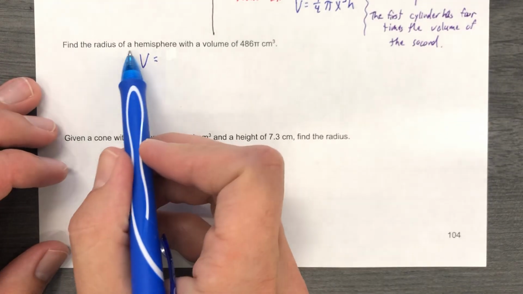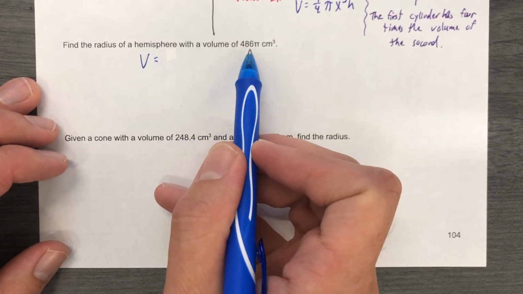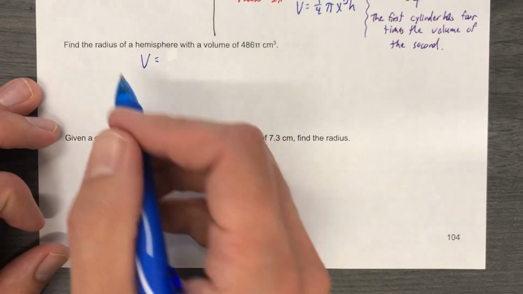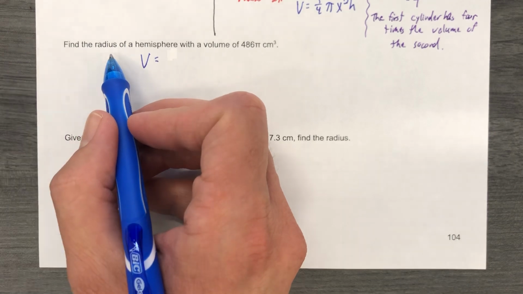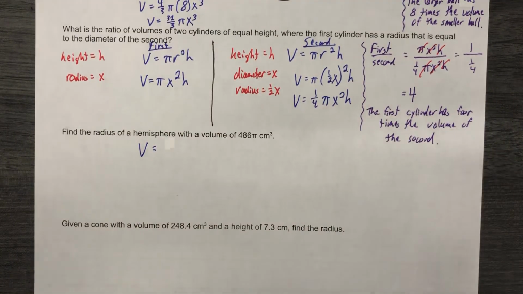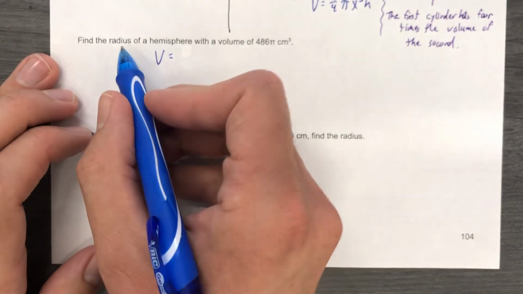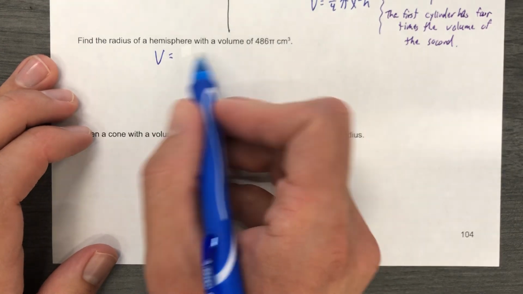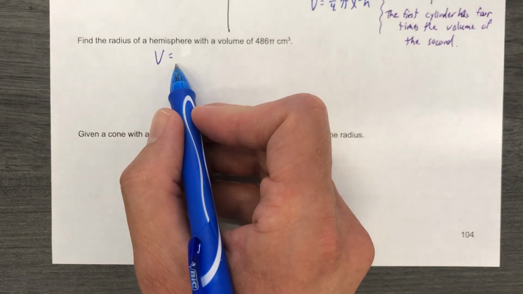Let's find the radius of a hemisphere with a volume of 486 pi cubic centimeters. Up to this point, they've been asking us for the volume or a comparison of the two, like a ratio of the two things. But in this case, they're asking us for the radius when given the volume. So I started writing it already, but what is the volume of a hemisphere?